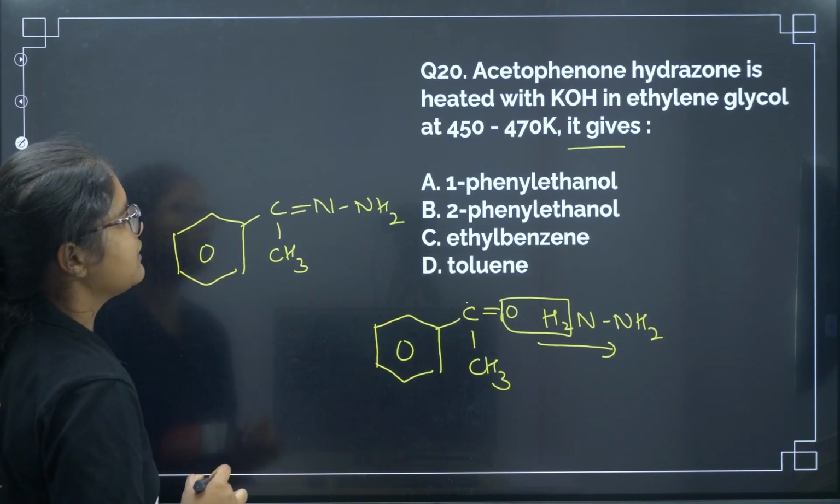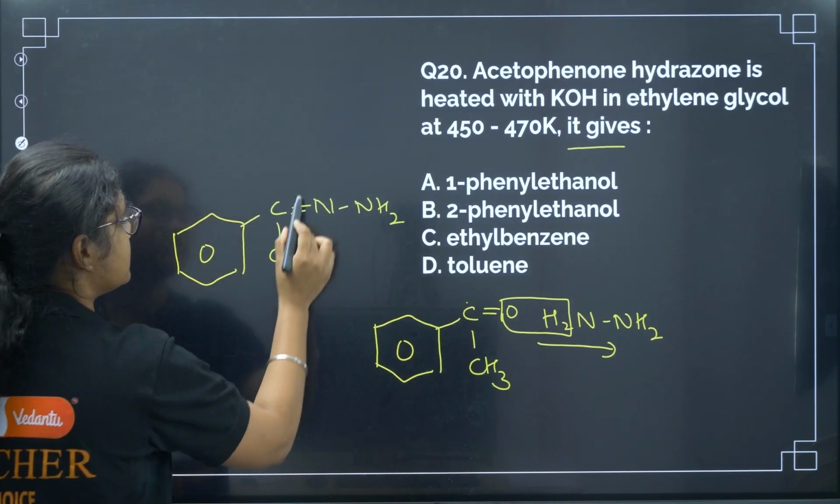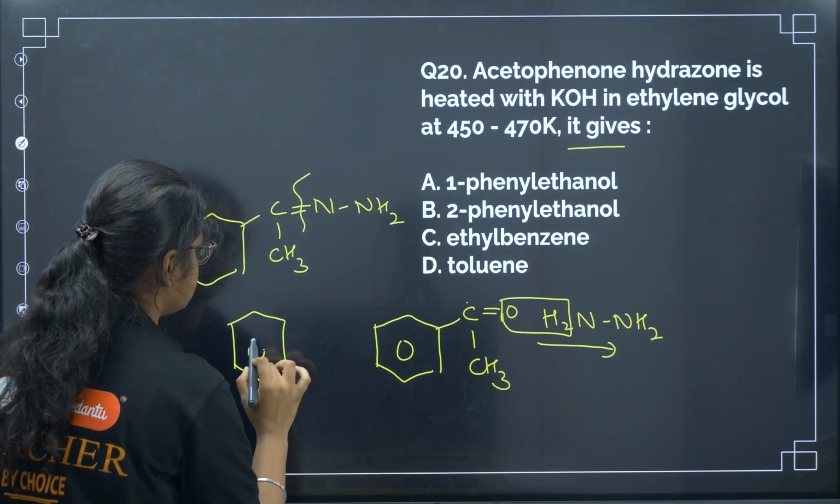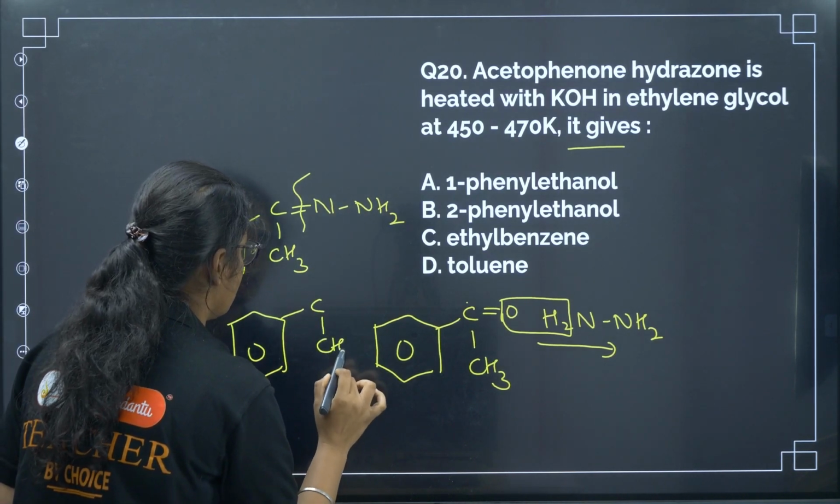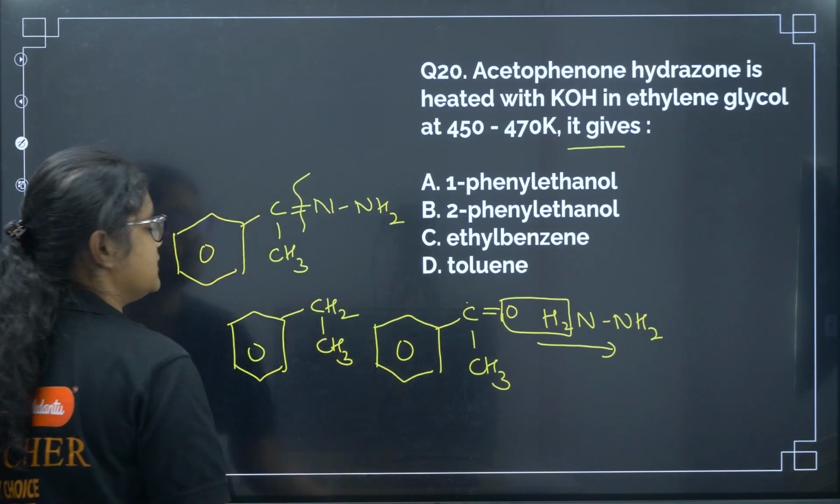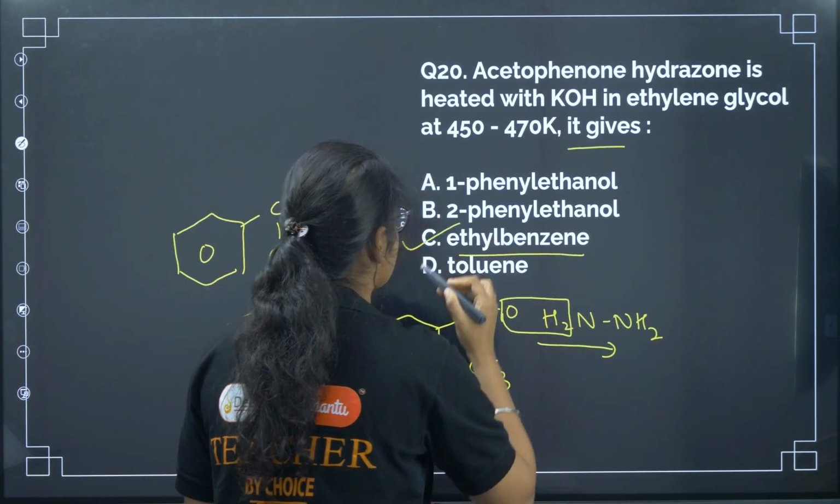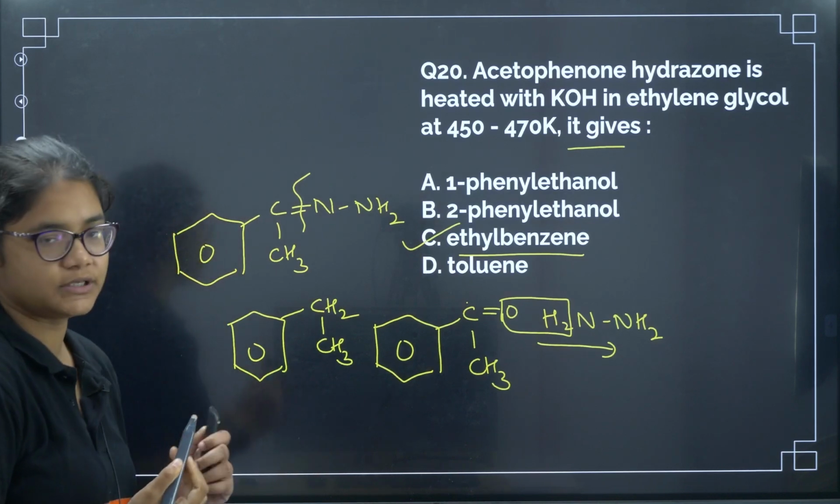Now when you treat it with ethylene glycol, what happens here? This one, KOH and ethylene glycol, so hydrolysis takes place and we will get CH2, CH3. Okay, this one is replaced with 2 hydrogens, that is ethyl benzene. The correct answer for this question will be option number C.